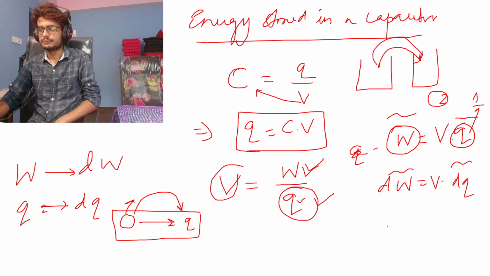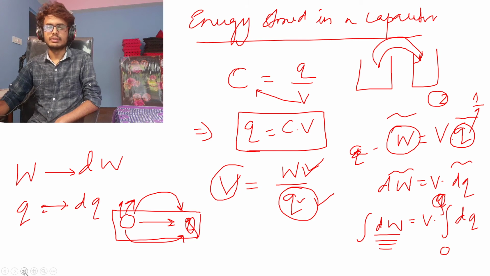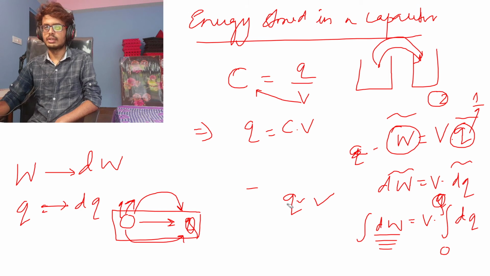So we integrate this now, over Q from 0 to capital Q, dQ. We are trying to find the work done or energy stored inside a capacitor, which can have charge ranging from 0 to capital Q. Next, we try to solve the integration problem.